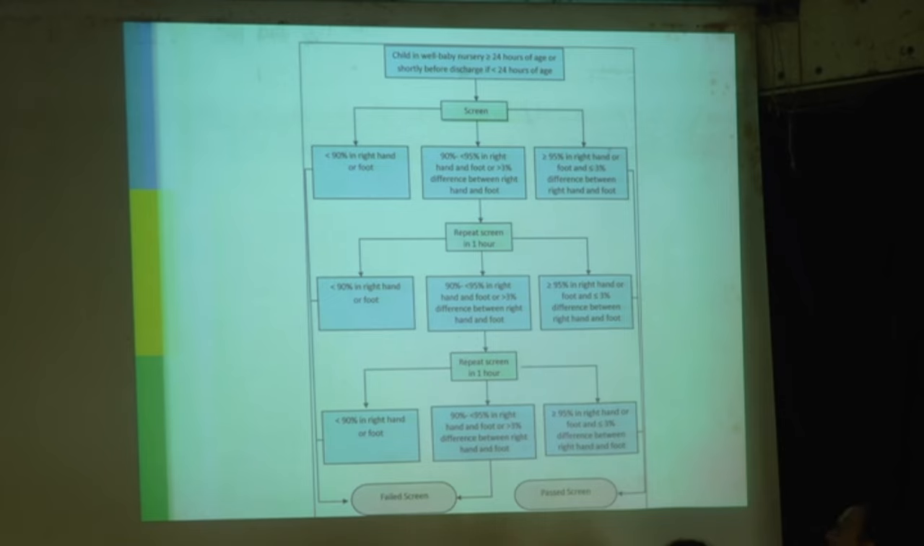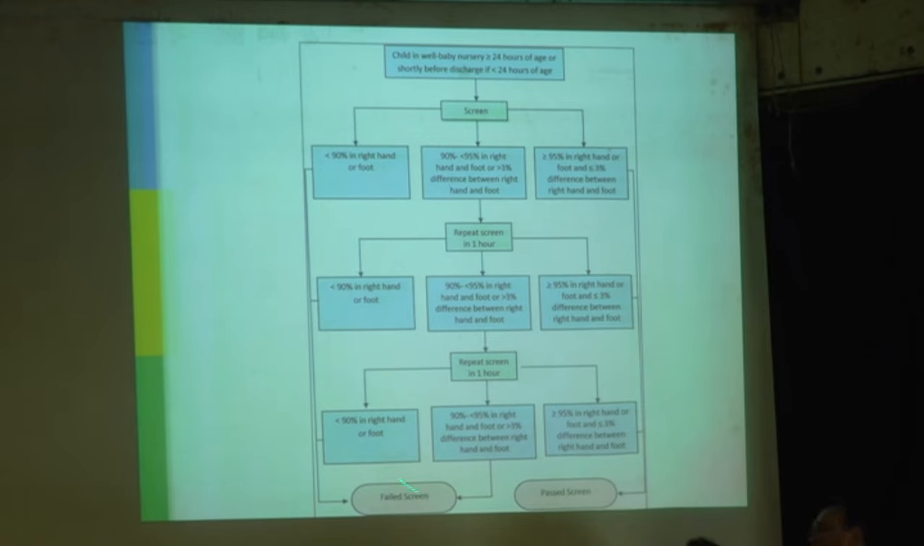Now this is the algorithm. A child in a well baby nursery more than 24 hours of age, or shortly before discharge if less than 24 hours of age, you first do the screening. This is just a summary of what I have shown in the video. Less than 90% in the right hand or foot, or 90 to less than 95% in the right hand or foot, or more than 3% difference between the right hand and foot, is a positive screen. More than 95% with less than 3% difference is negative. Then you do a repeat screening after 1 hour, and then another repeat after 1 hour. If the first 2 fail, then you say it is a failed screening and this baby needs to be subjected to the echo.